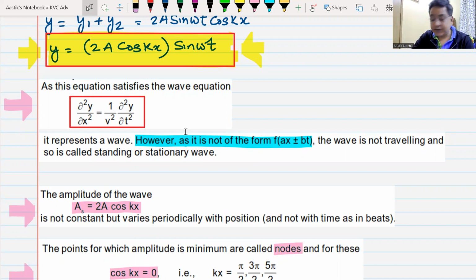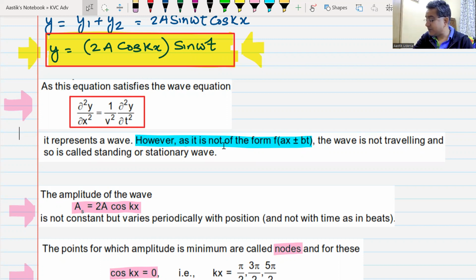Now this wave represents the equation of all particles at all times along the wave, and you can see all these particles are executing SHM. The SHM is of the same omega, but they have different amplitudes, because the amplitude of this SHM depends on where the particle is situated.